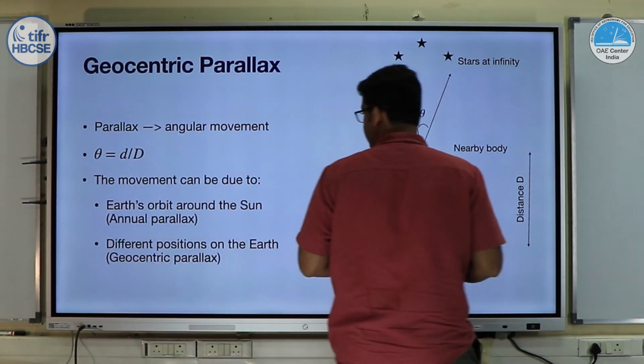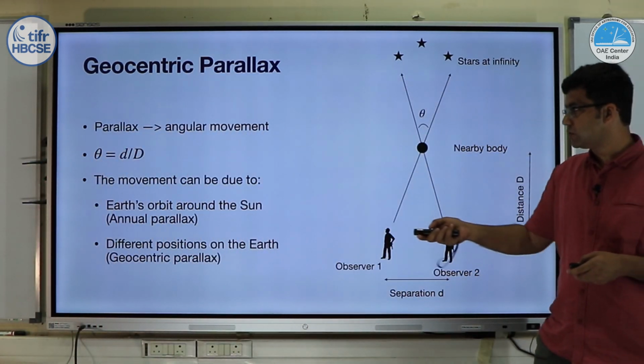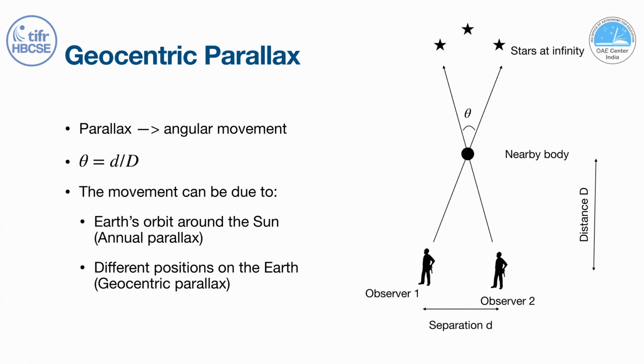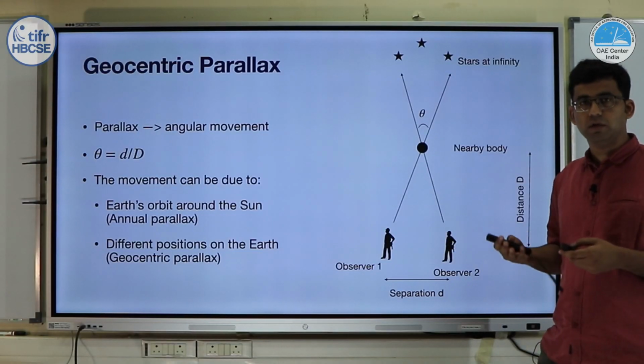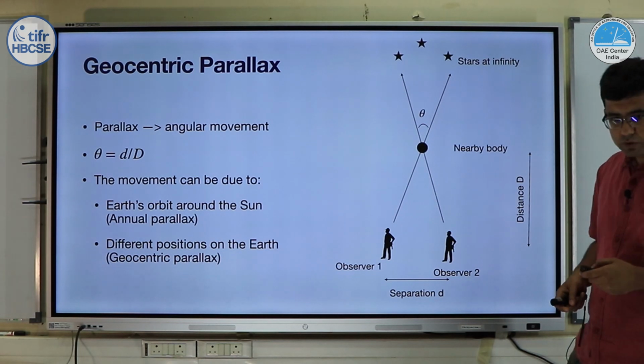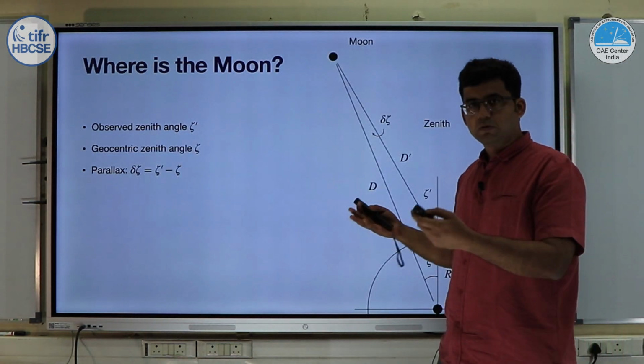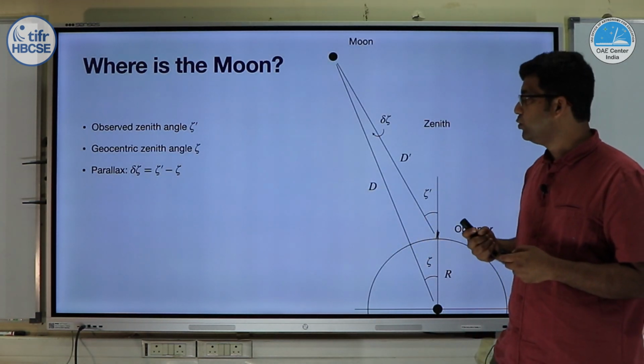Now, this movement can be due to many different things. You can have the Earth's orbit around the sun, where you are looking at stars from different directions, and that is called annual parallax. It could be because of different positions on the Earth, and that is called geocentric parallax. So, let us talk through an example of the moon.